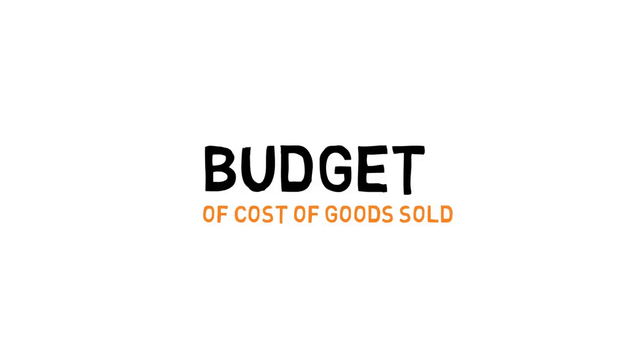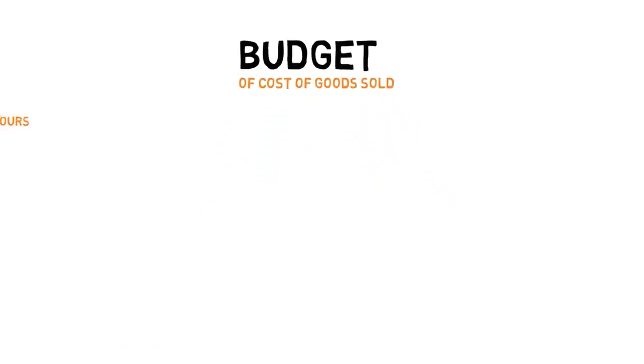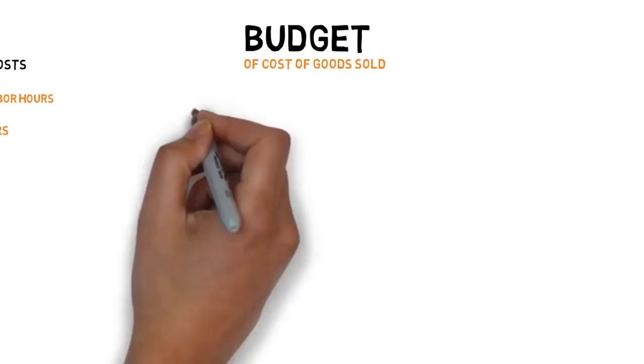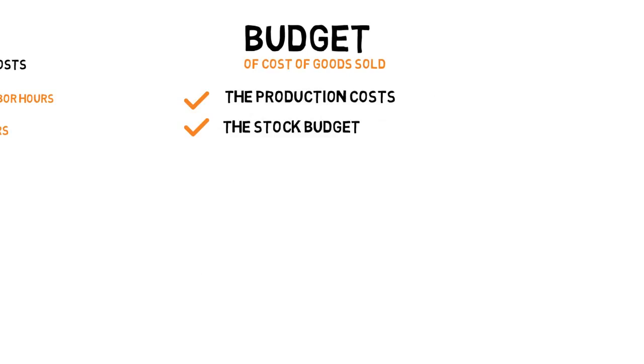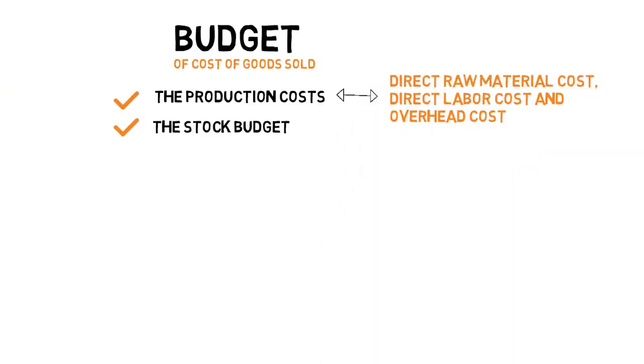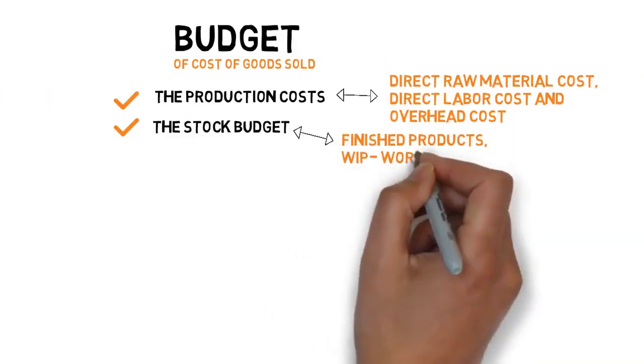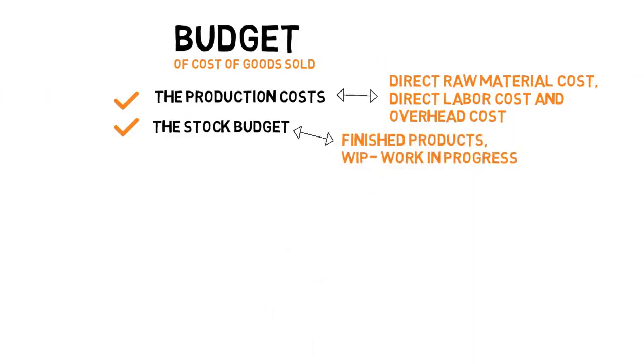A manufacturing enterprise would budget cost of goods sold in two major categories: production cost and stock budget. Production cost includes direct raw material cost, direct labor cost, and overhead cost. These figures are taken from the budget of direct raw material cost, direct labor cost, and overhead cost. While stock budget includes finished goods budget and work in progress budgets.